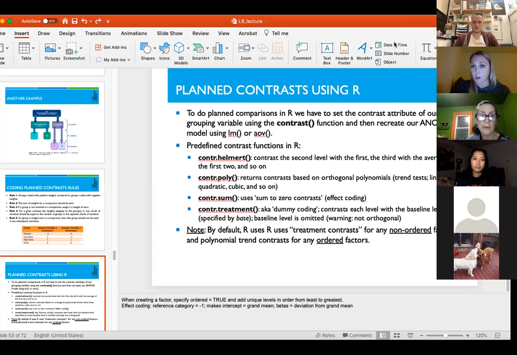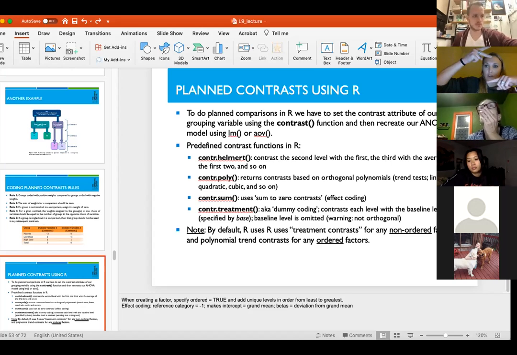But if you have something more complex, you can use these, like contrast Helmholtz, for example, is going to create a contrast code scheme for your second level with the first, and then the third with the first two. So it'll do your second level variable compared to the first level variable, and then the third level compared to the average of the first two levels. But to me, it gets more complicated because then I have to keep track of which variable is which. And I would rather just code it myself, but here are all these built-in functions to do this.